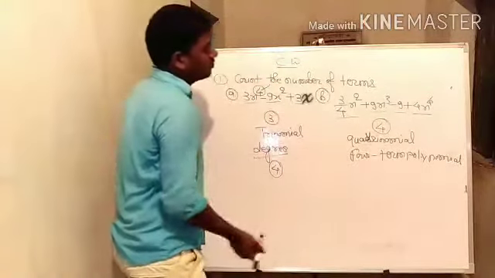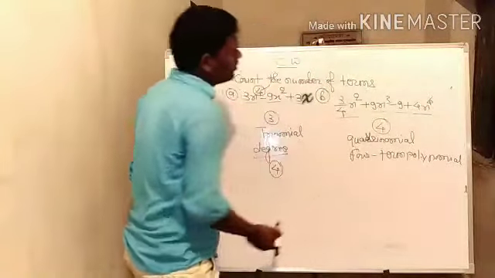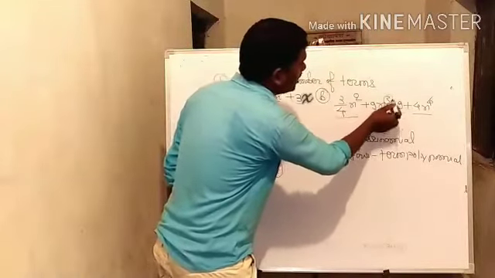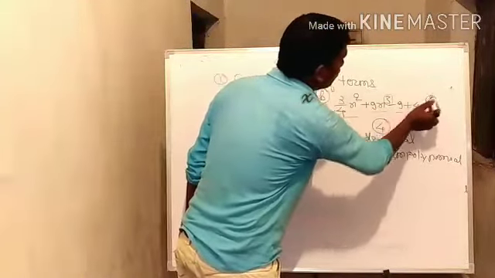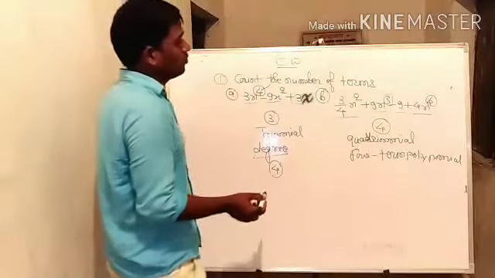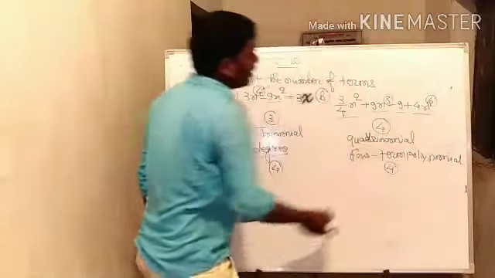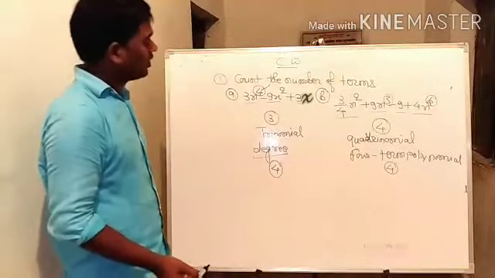And second question, what is the degree of these polynomials? The powers of the variables are 2, 3, 0, 4. So what is the degree of this polynomial? 4. Because 4 is the highest or maximum power of the variable x.